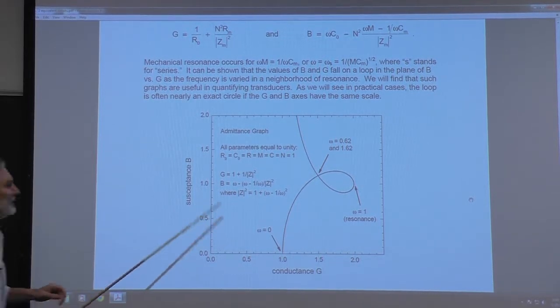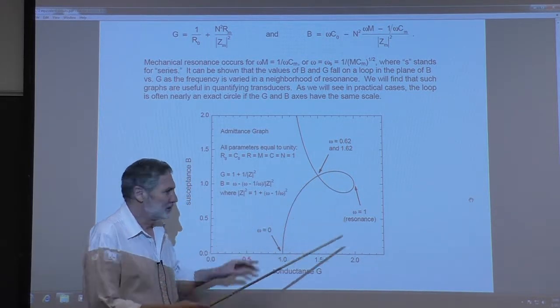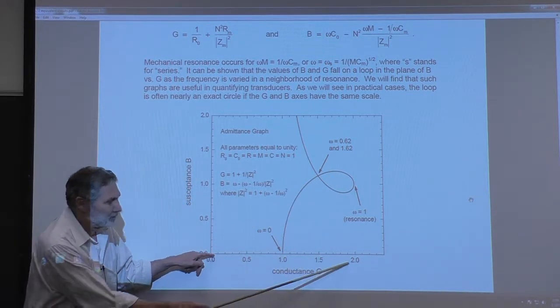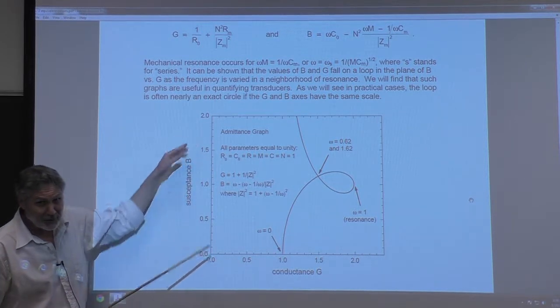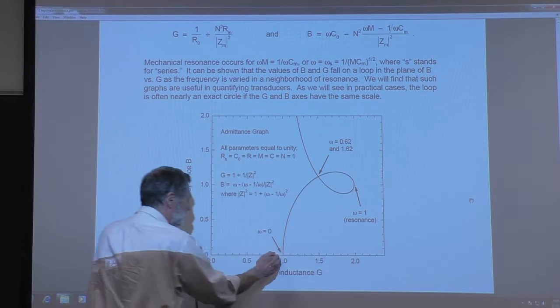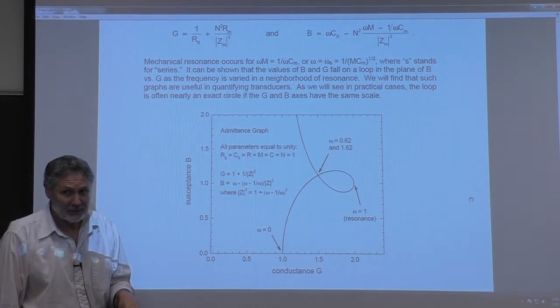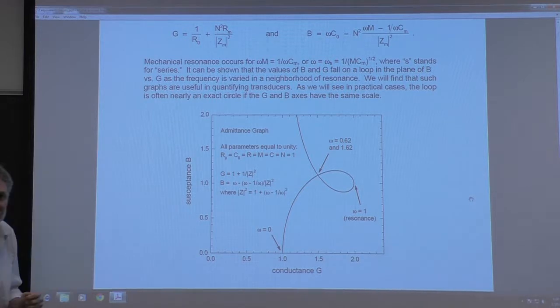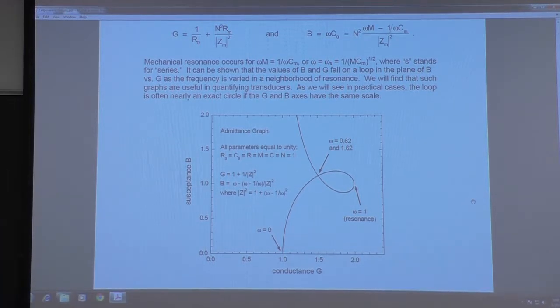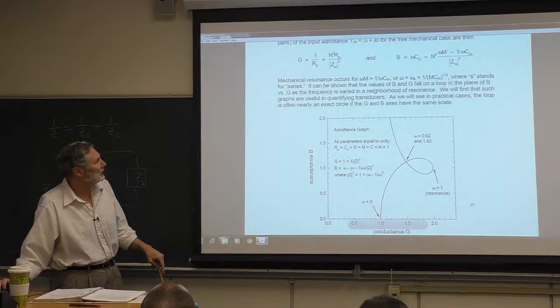Now, another thing I have to tell you is, you only get this quasi-circle when you have the same units down here and here. Obviously, if you have a circle here and then you compress this scale, it's going to be an ellipse, right? Okay. I just want to point that out because this will come up in the lab. Okay, so that's why I did that.